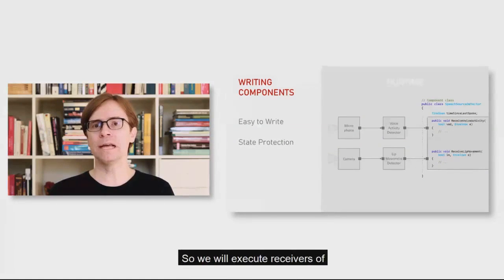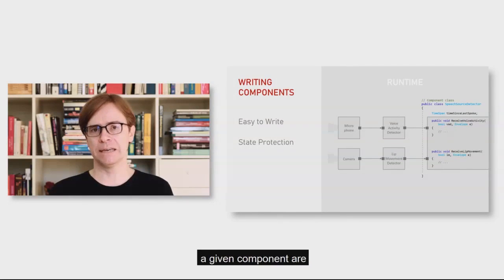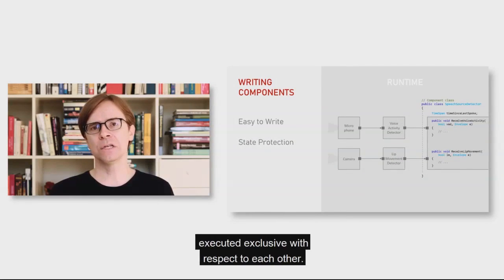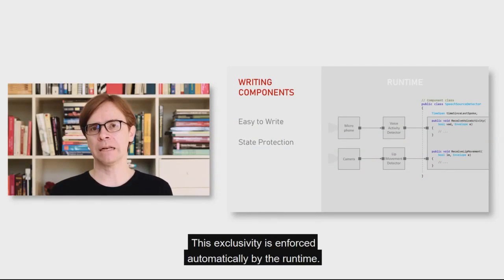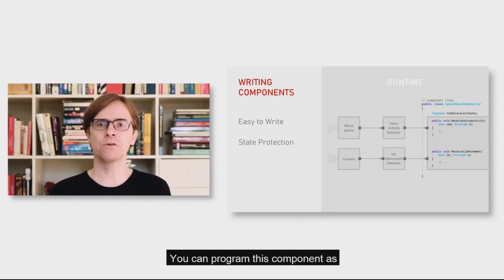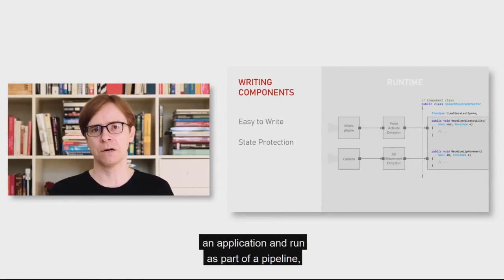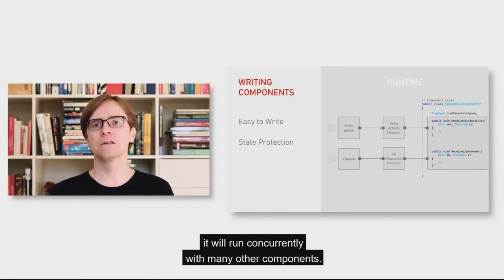When the Psi runtime schedules the various components in the pipeline for execution, it tries to maximize pipeline parallelism, so we will execute receivers of different components in parallel on multiple threads. But it will always ensure that the receivers of a given component are executed exclusive with respect to each other. So this exclusivity is enforced automatically by the runtime, so you don't have to worry about concurrency. You can program this component as if you live in a single-threaded environment, even though when it's put in an application and run as part of a pipeline, it will run concurrently with many other components.